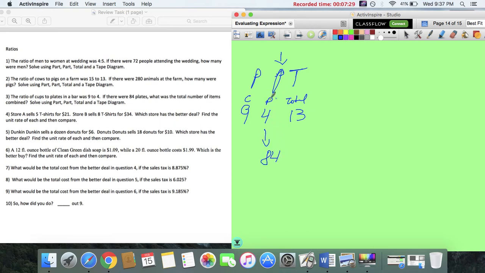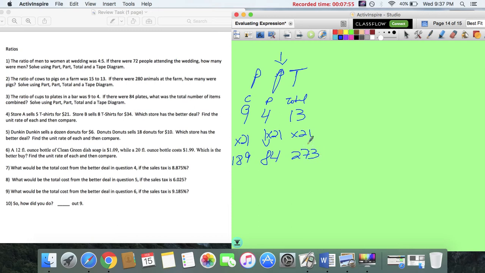We have to find out the relationship. How did the 4 become 84? I believe it's times 21, so that's your increase here. Increase by a factor of 21, and I'm going to multiply everything by 21. 21 times 9 is 189. And 21 times 13, we'll find that out. 21 times 13 is 273.